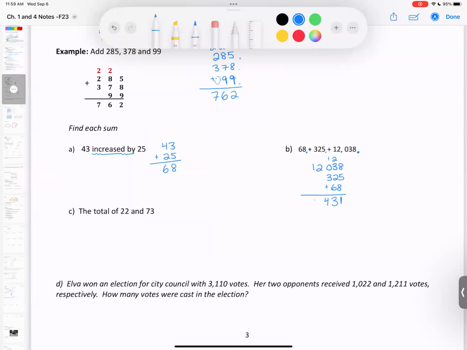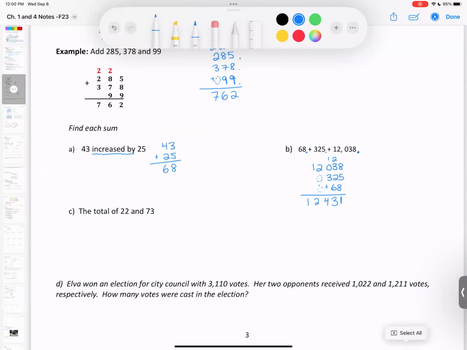And then here we have basically zeros, like you can think of these as zeros if you want. We were doing 2 plus 0 gives us 2. 1 plus 0 gives us 1. So here's our final answer, which would be 12,431.